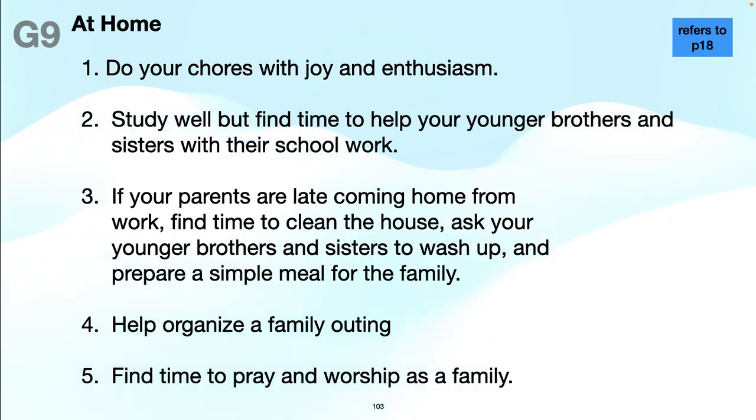At home, one, do your chores with joy and enthusiasm. Two, study well, but find time to help your younger brothers and sisters with their schoolwork. Three, if your parents are late coming home from work, find time to clean the house. Ask your younger brothers and sisters to wash up and prepare a simple meal for the family. Four, help organize a family outing. Five, find time to pray and worship as a family.